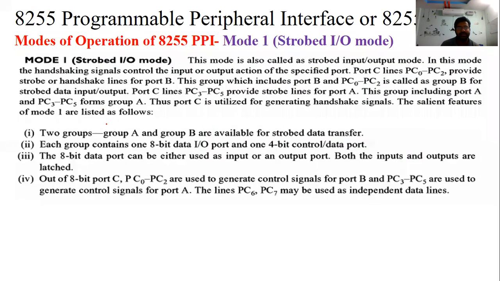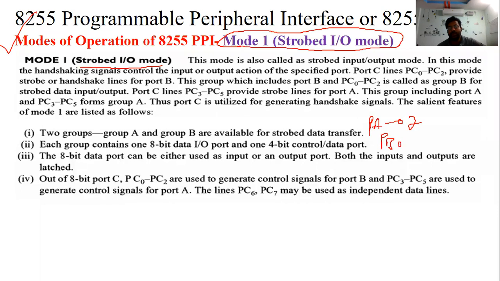Now see, this is mode 1. Today our topic is mode 1. Whatever we have discussed so far was in the last class. Now today we are going to discuss mode 1 of the 8255 PPI as strobed I/O port. In this mode, only port A and port B are working. So 2 different devices we are going to connect.